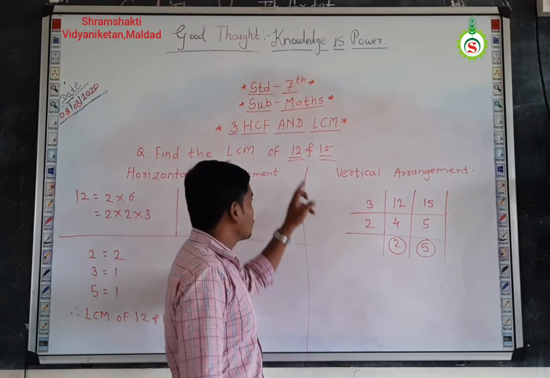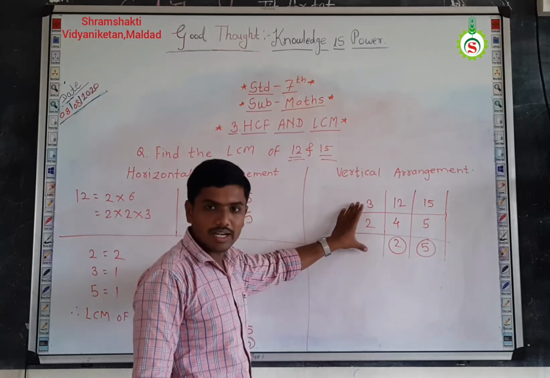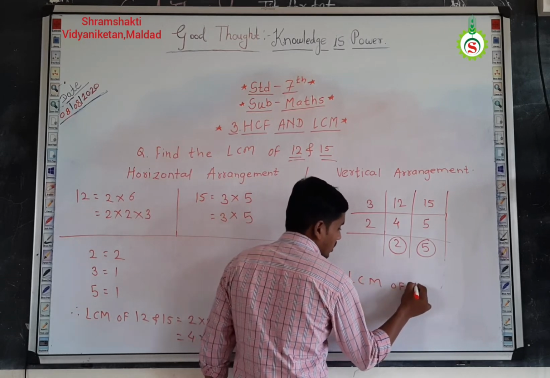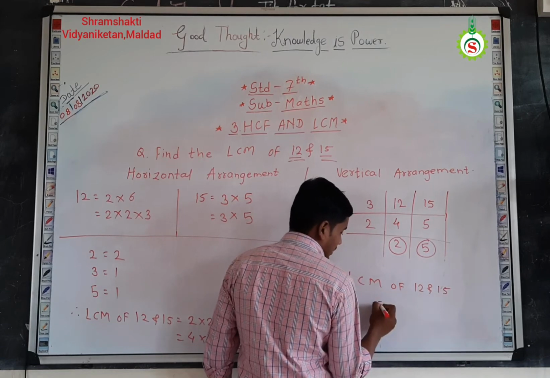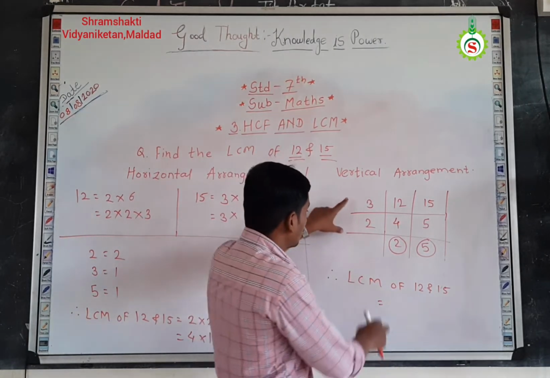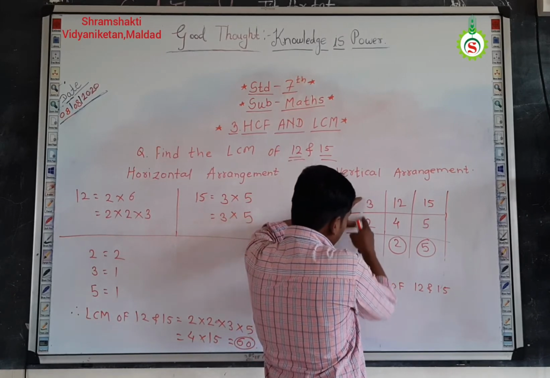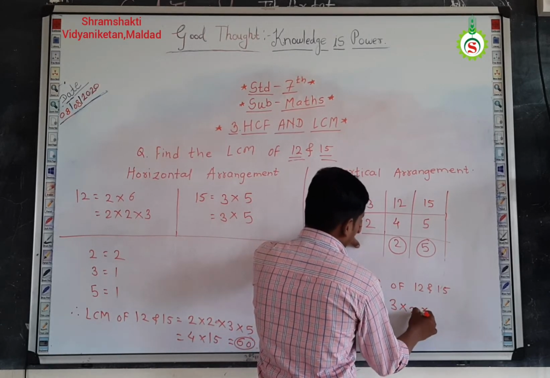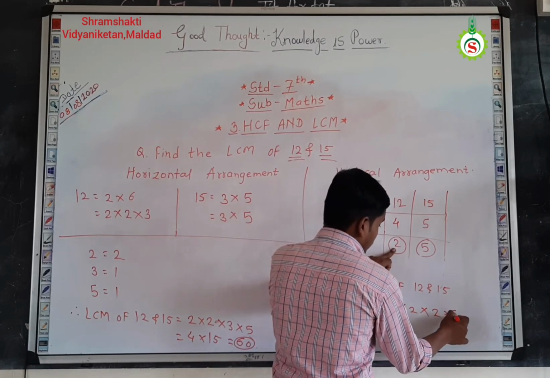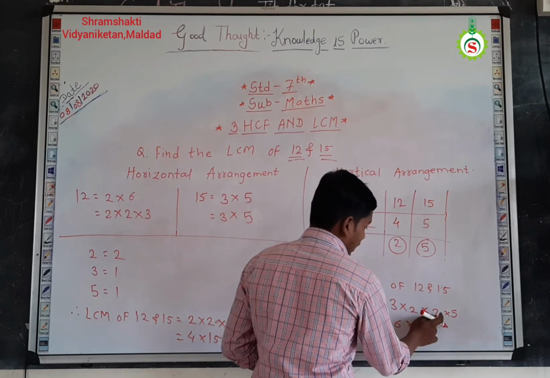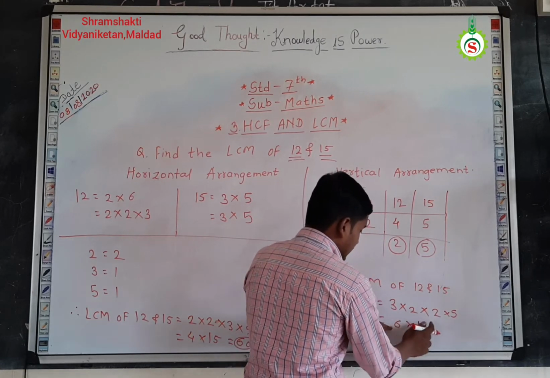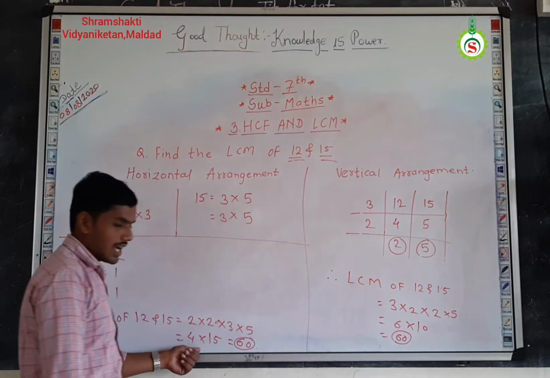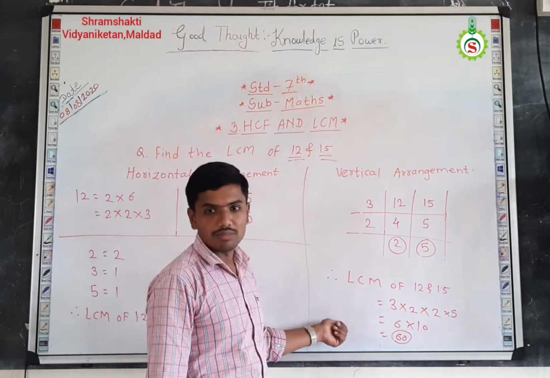Now if I want to find the LCM, my division is over in the vertical arrangement. Therefore the LCM of 12 and 15 is equal to, how will I find the LCM now? I have to take the product of all the factors from this column and all the factors from this row. So which are the factors? 3 into 2 into 2 into 5. So 3 2s are 6, 2 5s are 10, and 6 10s are 60. That means you will get the same answer either by the horizontal arrangement or the vertical arrangement.